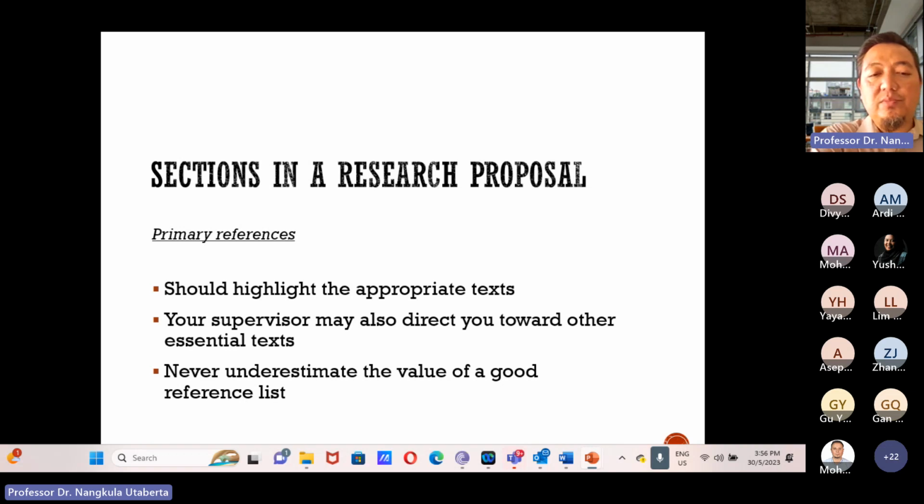So one thing that might be very important: never underestimate the value of a good reference list. Some students, maybe because of the journal, pick up a journal. Books are more structured. When you pick up a book, this book is the gist of, let's say, postmodern architecture. Of course, a book like Charles Jencks' Language of Postmodern Architecture is very important.